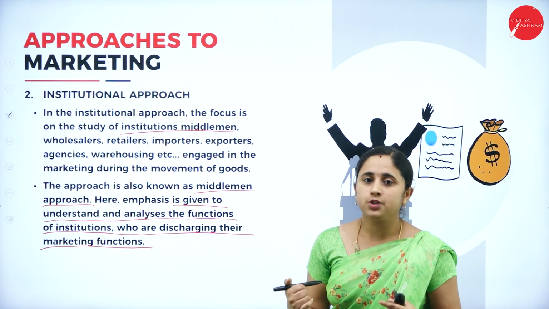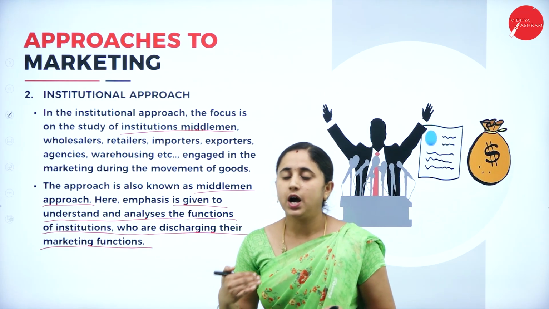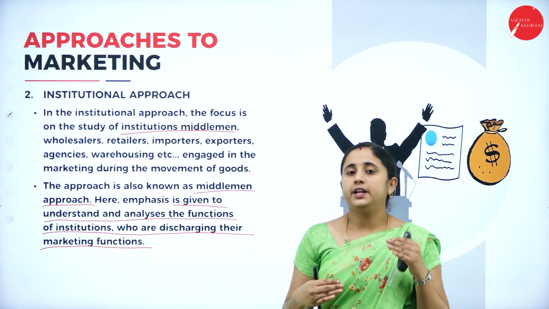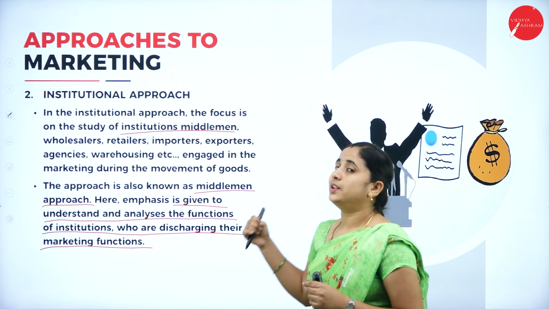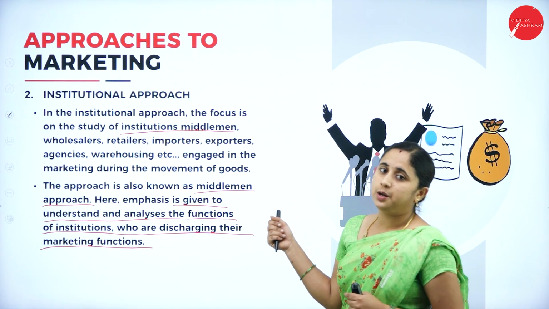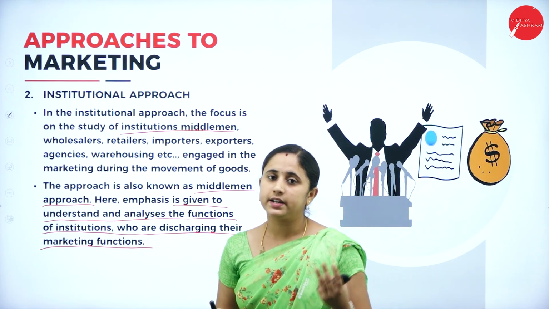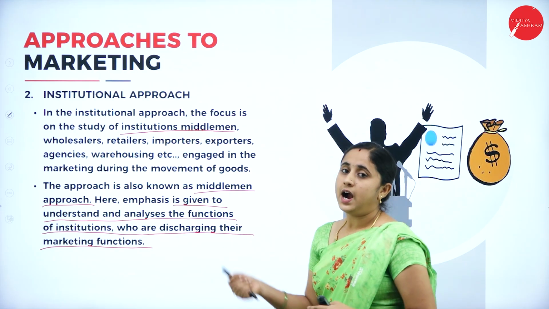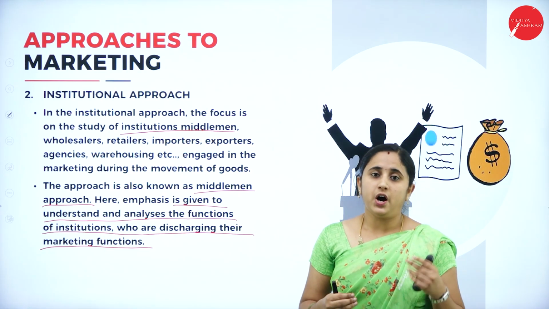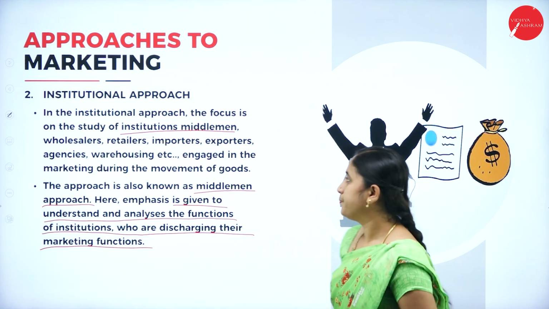For example, the functions of middlemen, that is warehouse, storage, how they store the goods, how they store the product. They are able to supply the goods at the right time and at the right place. You are going to study all the detailed information in the institutional approach. The institutional approach gives emphasis to the study of middleman, wholesaler, retailer and agent. So, this approach helps to give information about transport or supplying the goods from the manufacturer to the final consumer.